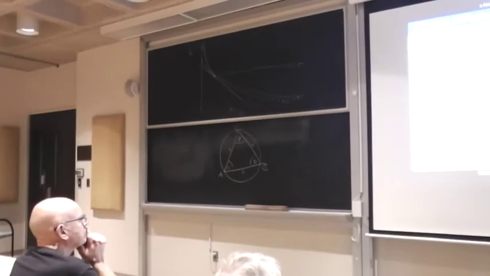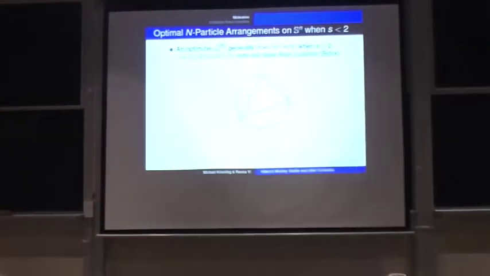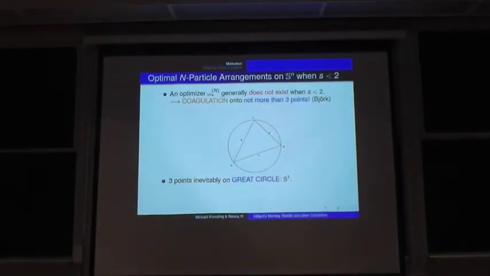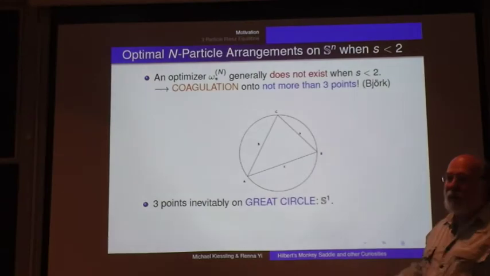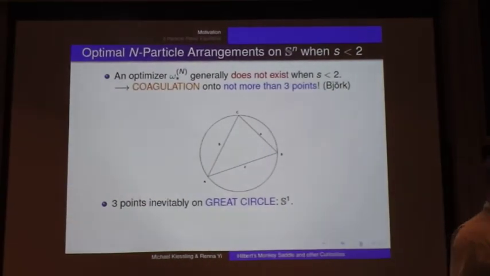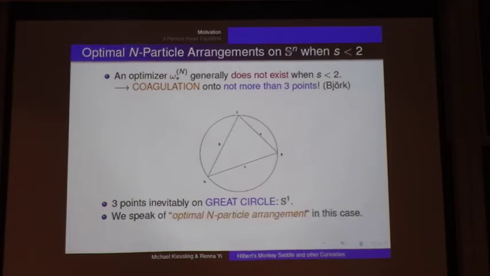All right, so 3 points are inevitably, of course, on a great circle, even if you start the problem on S to the little n. I mean, optimizing points, and so we speak of an optimal n-particle arrangement, not a configuration. It's a degenerate configuration.